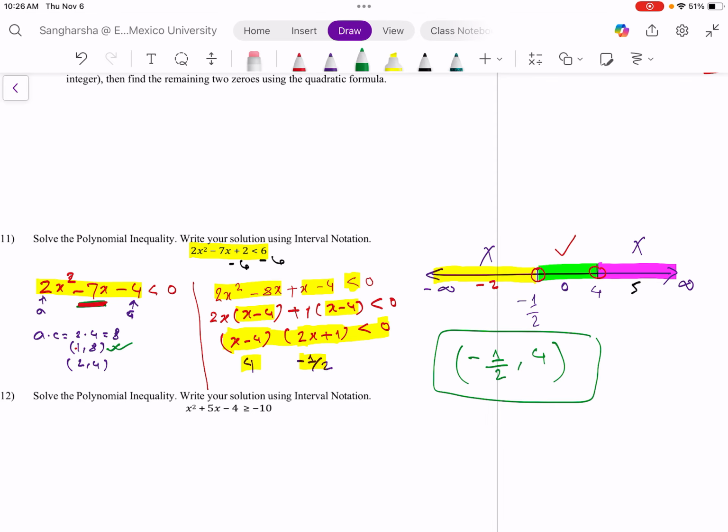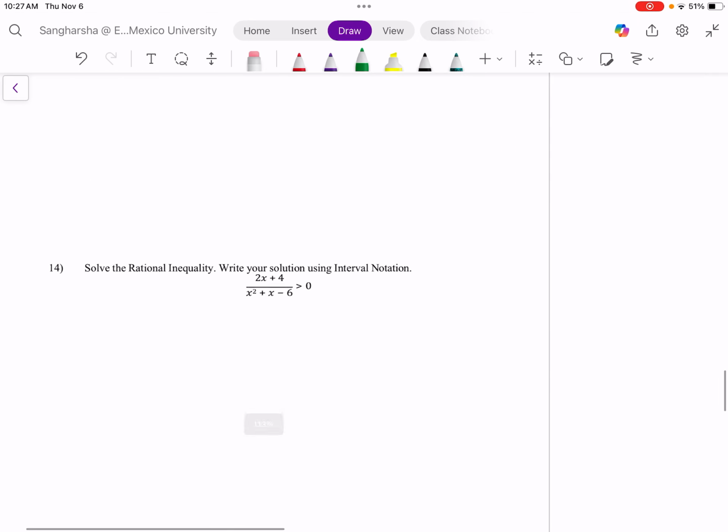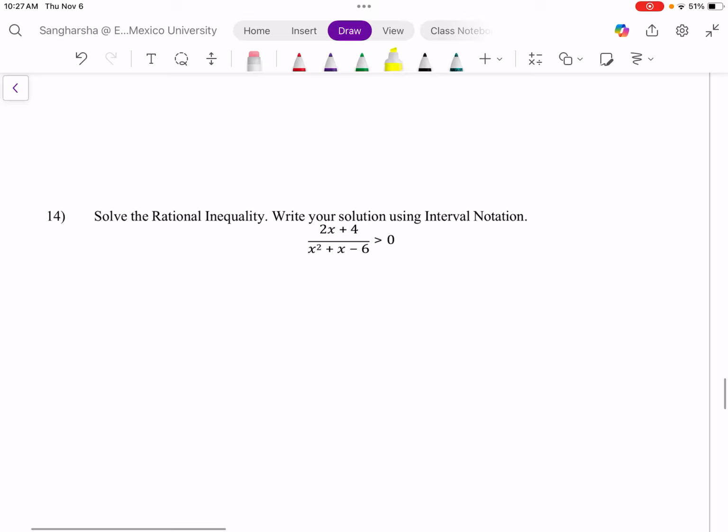Now, let me do number 14, and after that, I want you to do number 12 and 13, okay? Before that, let me do number 14. That's page number 5. So, number 14, what we have here? We have a rational inequality, okay?